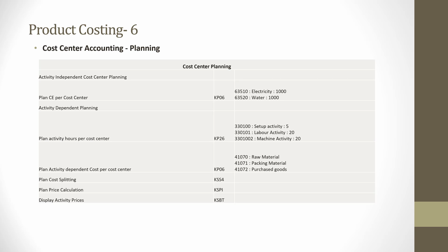In activity dependent planning, this is generally done for cost centers which are production divisions, which are like production centers, such as a machine or some location where some production is done or some activity is performed. So we do two steps. First, we plan the activity hours for that cost center. So it will be plan activity hours per cost center. And then we plan the activity cost for these cost centers. And then we work out the activity rate for the cost center. So we will go through various transaction codes to arrive at the activity rate.